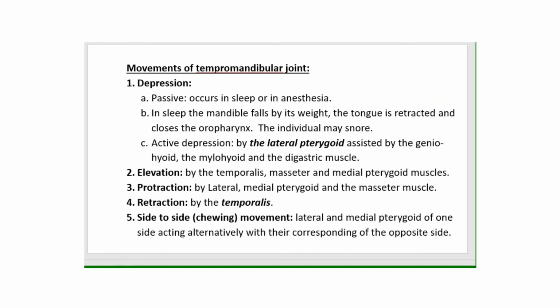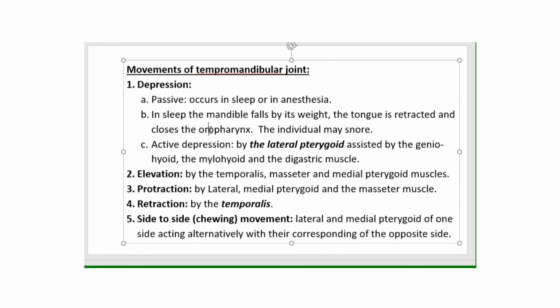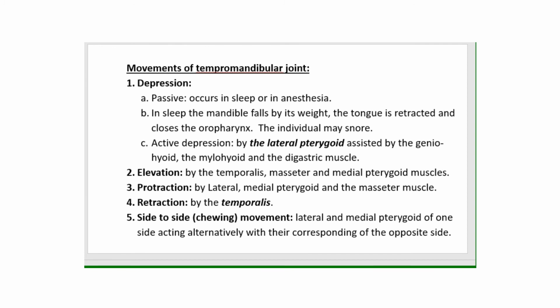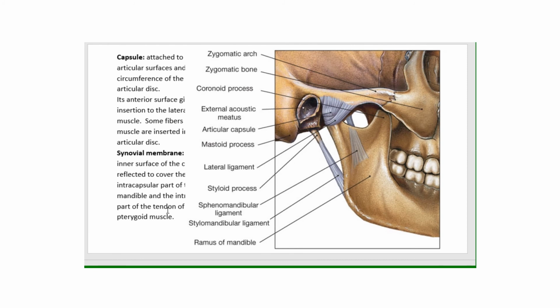Now, what are the movements of the temporomandibular joint? As we stated before, for this joint we have to mention its movement in association with the muscles of mastication, as the muscles of mastication act mainly on the temporomandibular joint. Its movement is considered as a revision for the muscles of mastication.